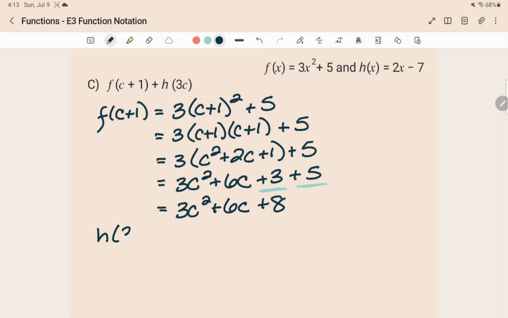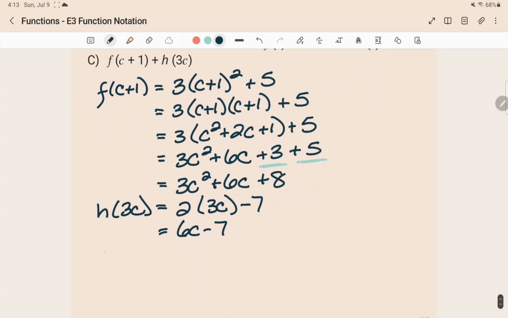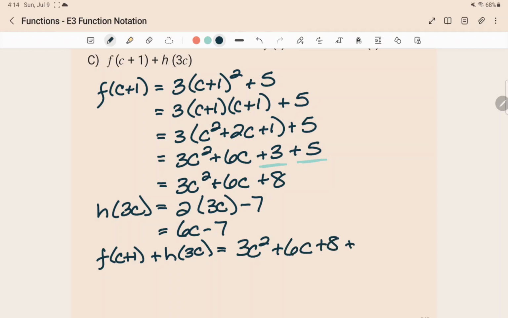Now I'm on to h of 3c. I'm plugging that in for x. 2 times 3c minus 7. And I simplify. That's 6c minus 7. So now that I have both expressions complete, I'm going to combine them together. So f of c plus 1 plus h of 3c becomes 3c squared plus 6c plus 8 plus, I'm going to put it in parentheses even though it's not really going to make a difference, 6c minus 7.